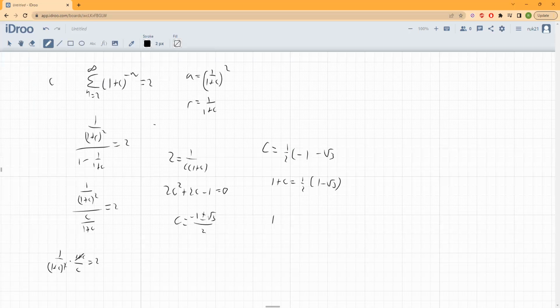So then if we look at it, the absolute value of 1 over 1 plus c is actually going to be bigger than 1. And if you just plug it in, you'll see that. And therefore it diverges, and therefore c can't be -1 minus root 3.